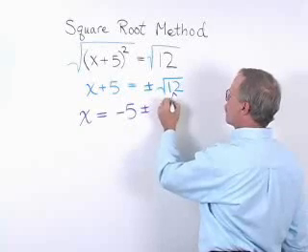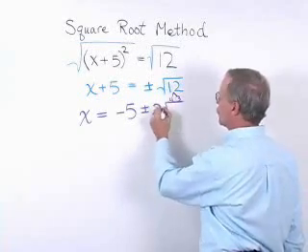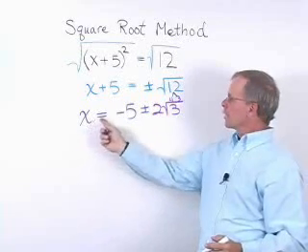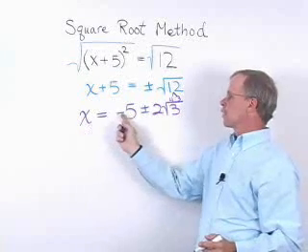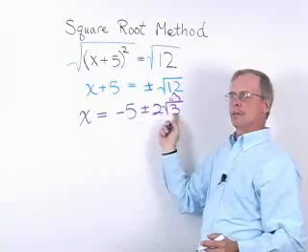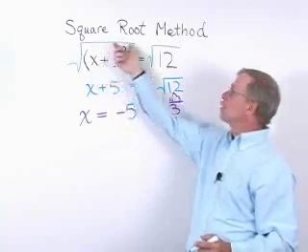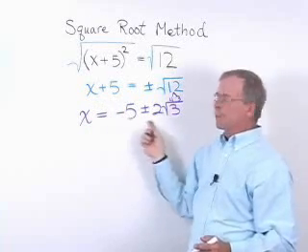12 is 4 times 3. The square root of 4 is 2, so we have 2 radical 3. So our final solution is x equals negative 5 plus 2 square root of 3, or x equals negative 5 minus 2 radical 3. And we see that we don't have to expand this. We can use the square root method and do the solving for x after we've done the square root.